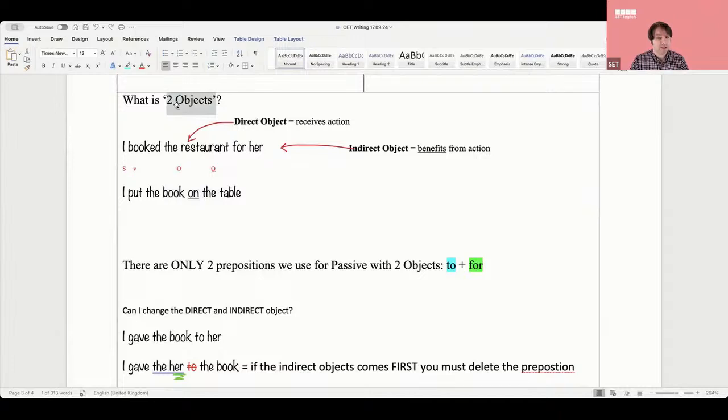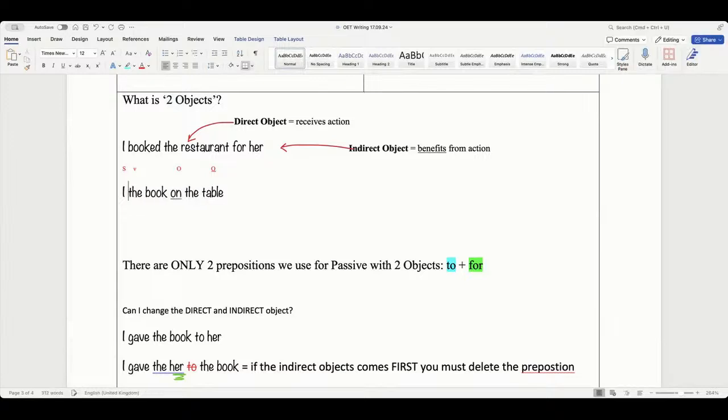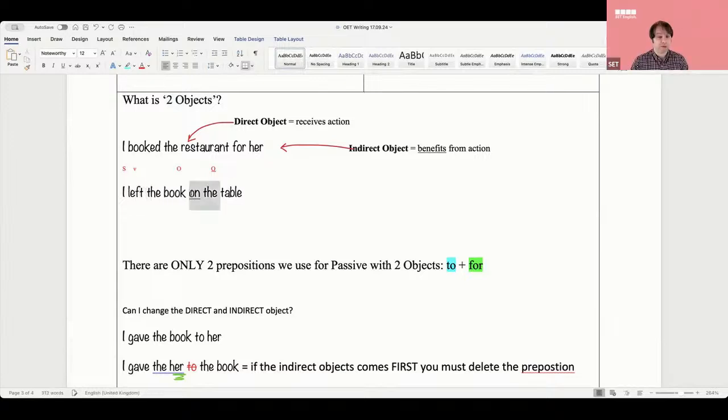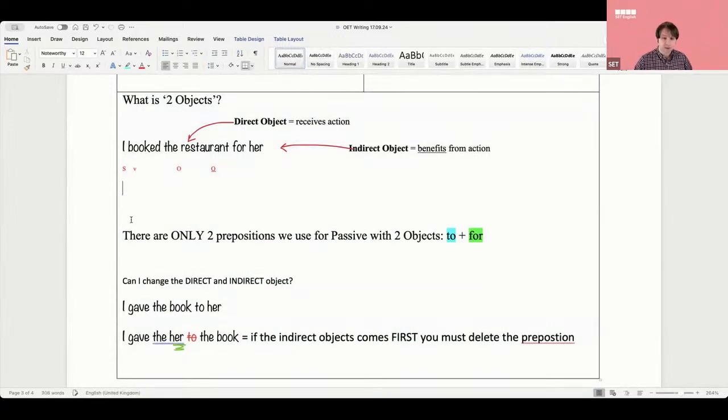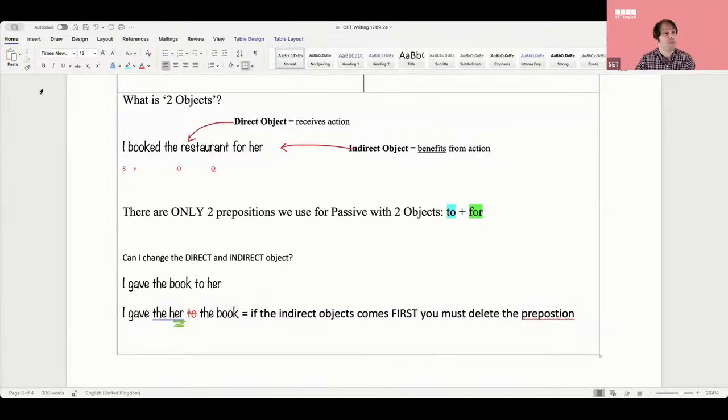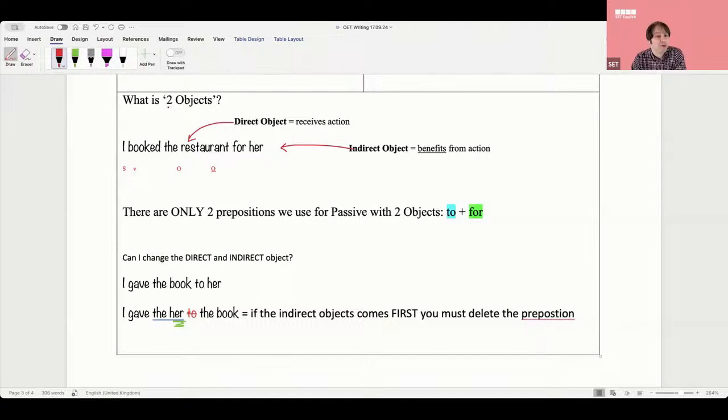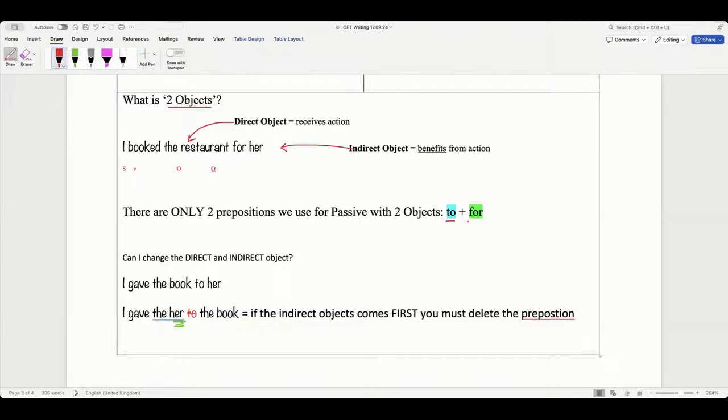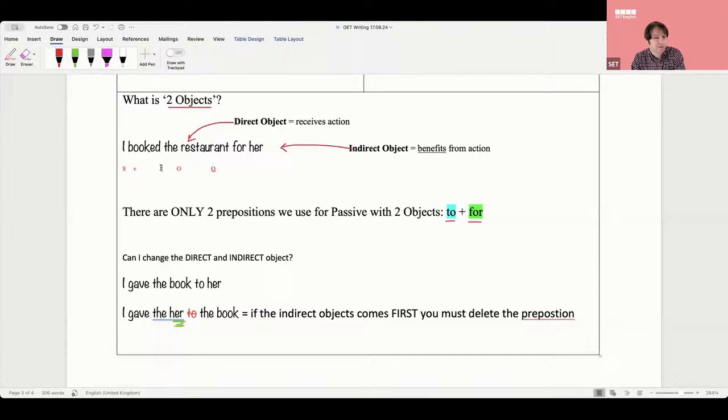Make sense? If you use, I put the book, I left the book at your house. Again, it's not two objects. What are the two prepositions we must use? Shara, I'm just testing to see you understand. What are the two prepositions we must use for two objects? Yes, to, for. Excellent. Okay. Is everyone clear on this? Very, very important to understand this.